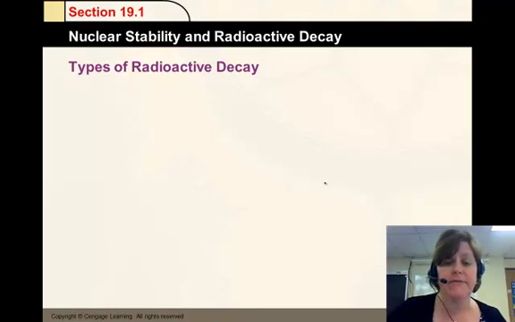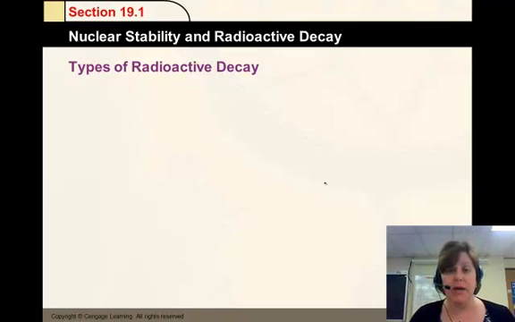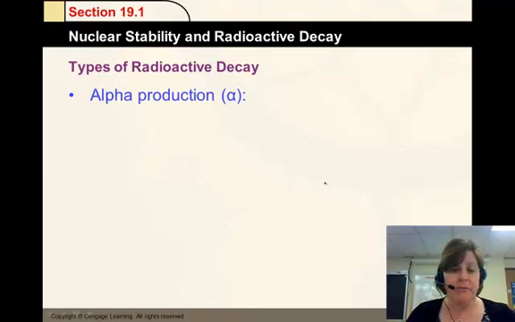But radioactive decay is a part of this process. There's a special kind of radiation that's given to that person to kill those fast-growing cancer cells. What are those different types of radioactive decay? Well, alpha production is probably the easiest kind of radioactive decay.